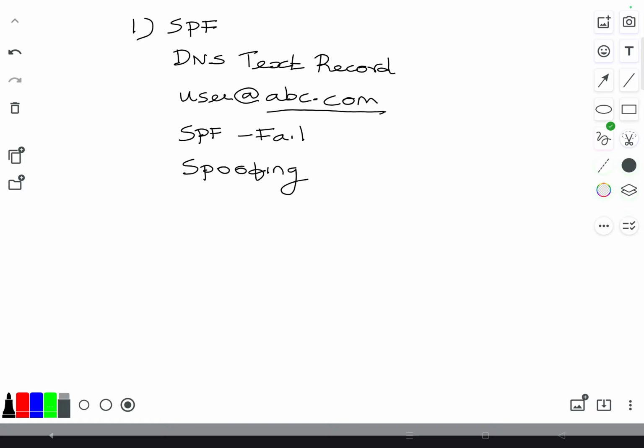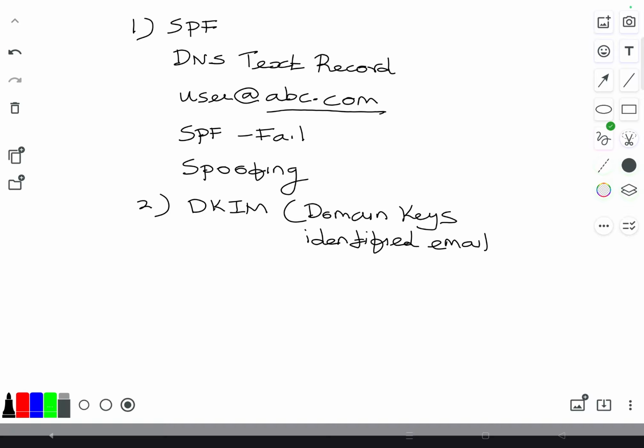So the next concept is DKIM. DKIM means DomainKeys Identified Mail. So this is a digital signature mechanism which is used by the sending domain to sign the outgoing emails.